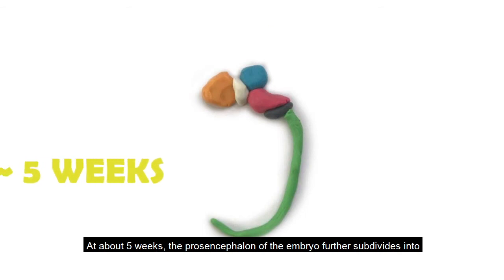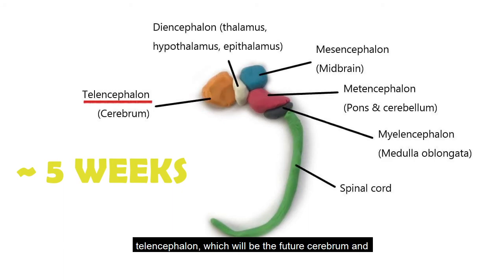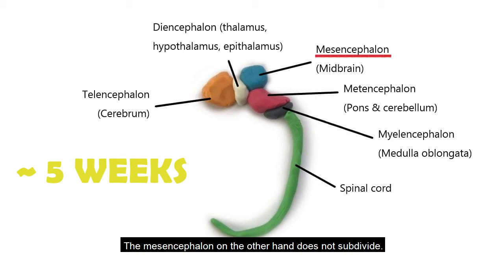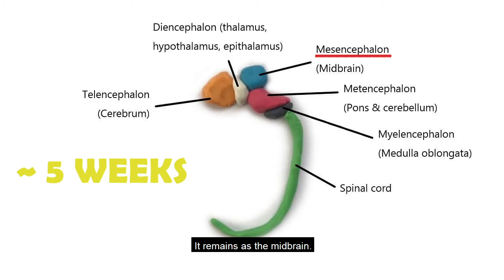At about 5 weeks, the prosencephalon of the embryo further subdivides into telencephalon, which will be the future cerebrum, and diencephalon, which will be the thalamus and hypothalamus in the future. The mesencephalon, on the other hand, does not subdivide. It remains as the midbrain.